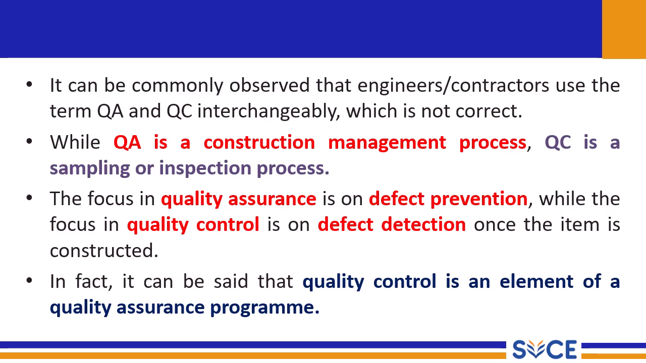The quality control team will make sure that defects are detected once the item is constructed. So we are going to detect the defect, and that is called quality control. Quality assurance means we are going to prevent the defect. Prevention of defects is very important. So both are not the same. In fact, it is said that quality control is an element of the quality assurance program, so it comes under the quality assurance program.